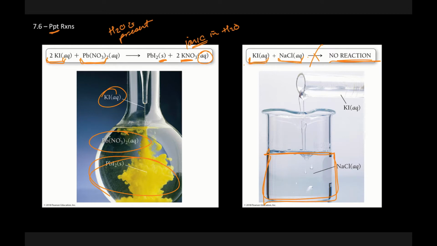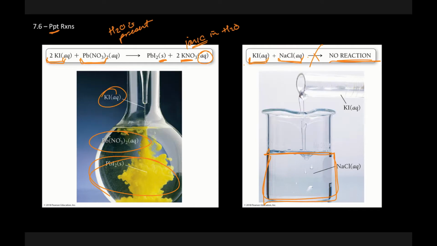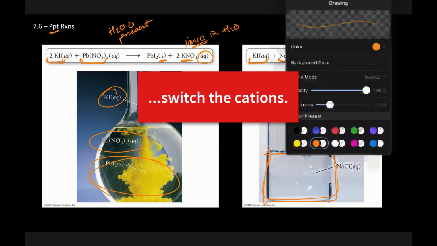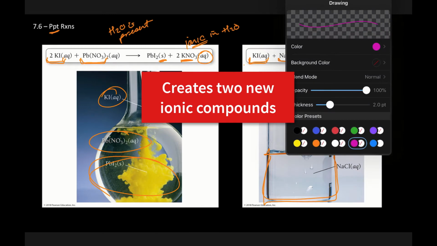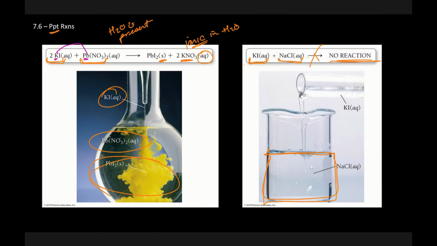Then I'm going to take those two ionic compounds, and all I'm going to do, and you choose a way to memorize it that makes sense to you, I like to say that my cations will switch places. Upon doing so, I end up with two new compounds. So if my cation here and my cation here were to switch places, that means my lead is now stuck to my iodide, and my potassium is now stuck to my nitrate. And you'll see that those are the products we form.